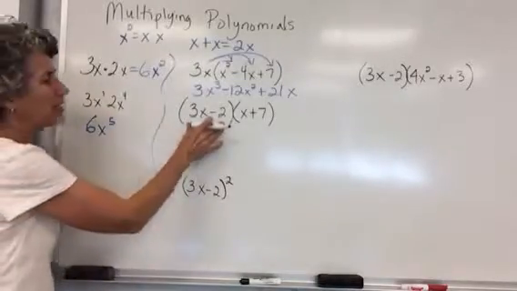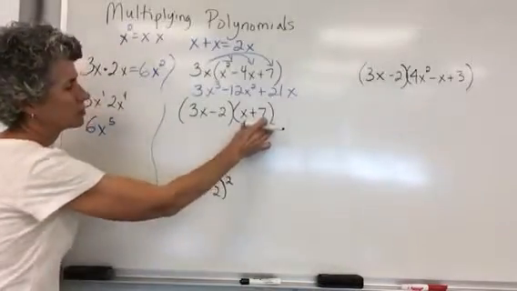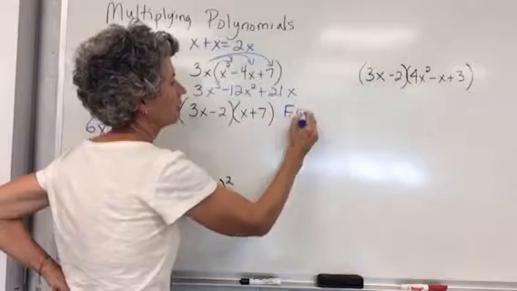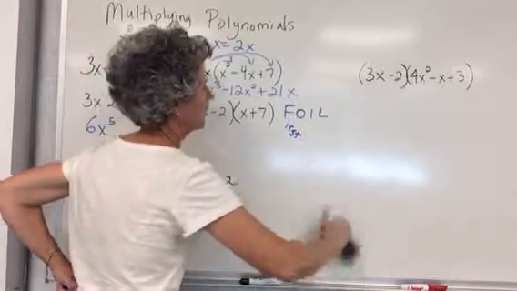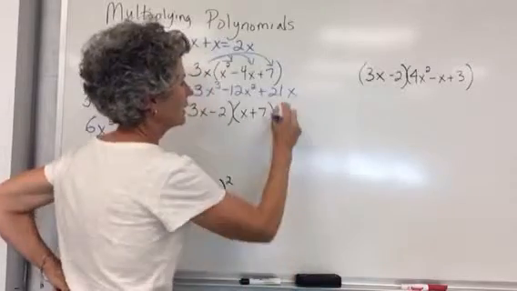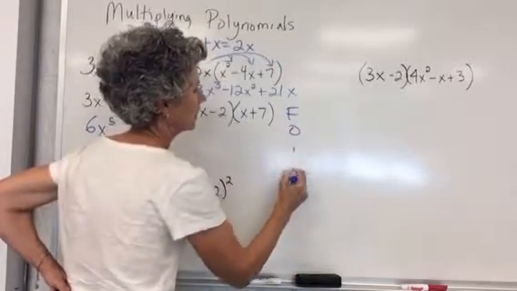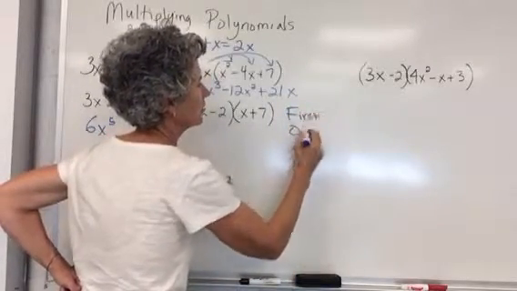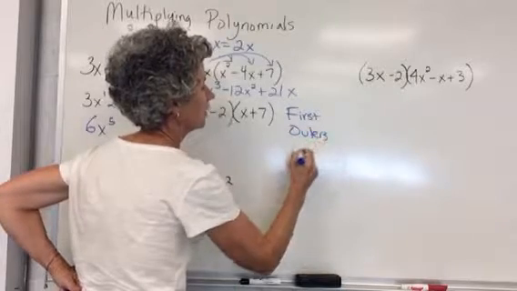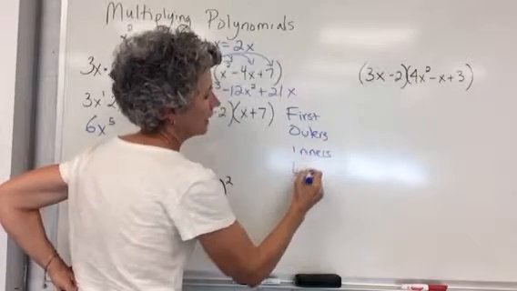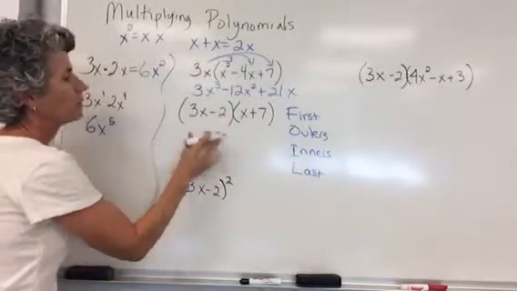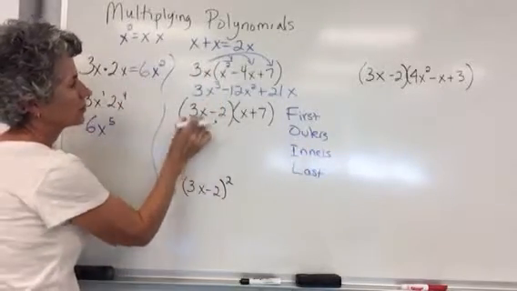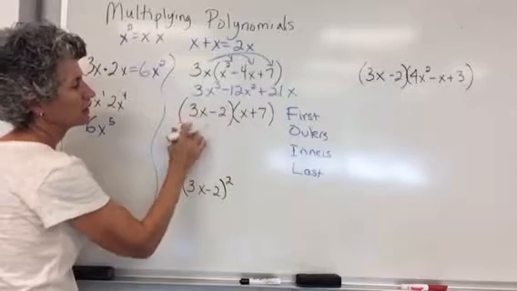If you're multiplying a binomial times a binomial, we use what's called FOIL, F-O-I-L. So this is for the first. I'm going to go down instead, F-O-I-L. The first, the outers, the inners, and the last. What that means is in each parenthesis. So first, the 3x times the x. That's the first thing in each parenthesis.